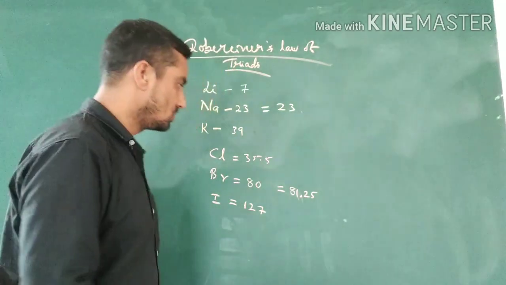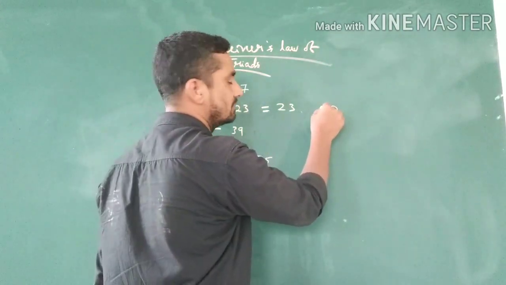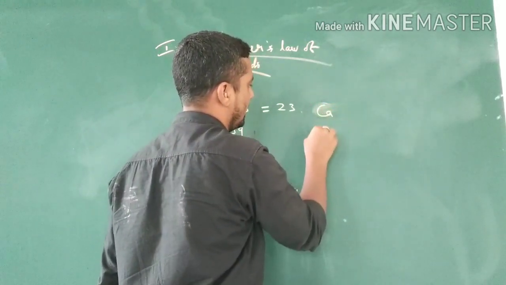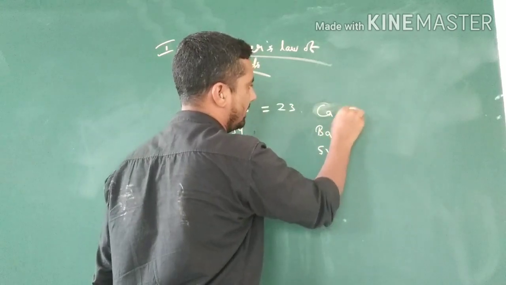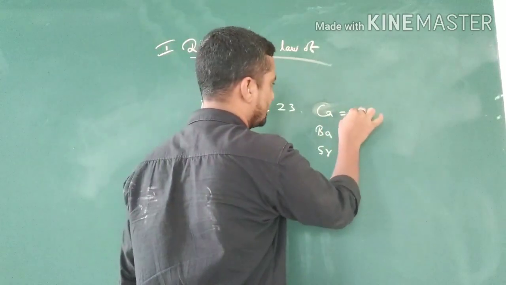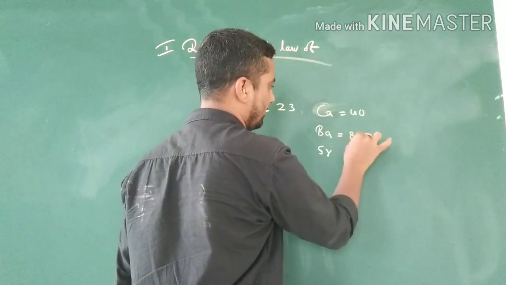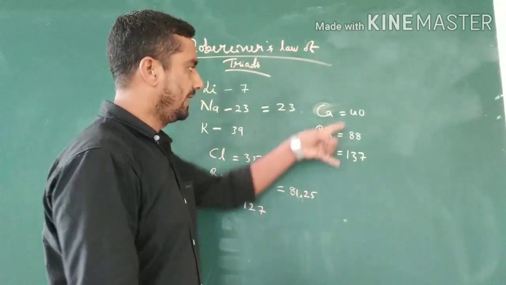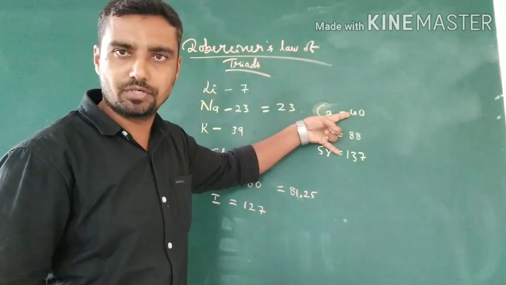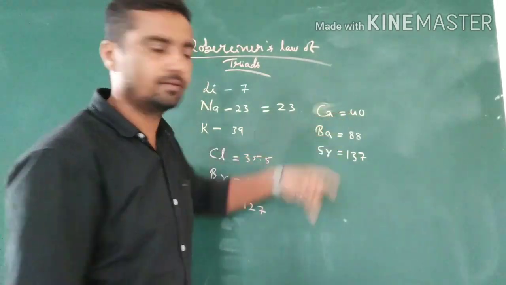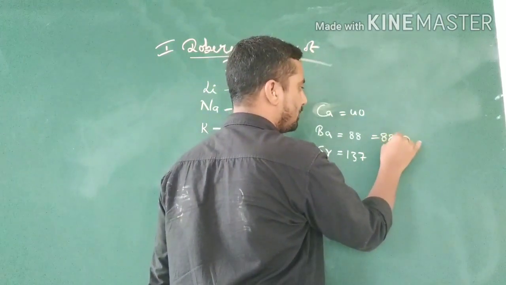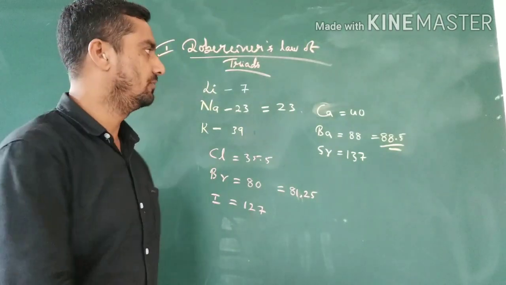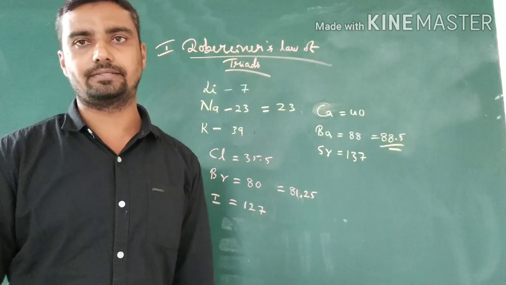We will give one more example. We take calcium, strontium, and barium. The atomic mass of calcium is 40, strontium is 88, and barium is 137. If we take the average of the other 2, that is 137 plus 40, I am getting about 88.5, approximately equal to the atomic mass of the middle element. That is called Dobereiner's law of triads.